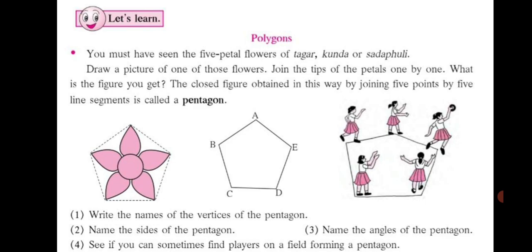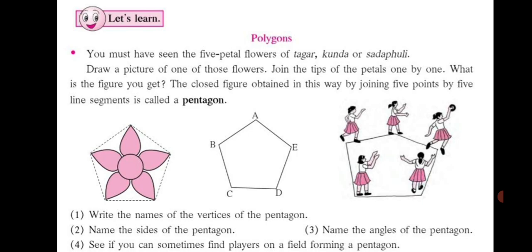Name the sides of the pentagon. Sides will be side AB, side BC, side CD, side DE, and side EA. Name the angles of the pentagon. Angle ABC, angle BCD, angle CDE, angle DEA, and angle EAB. See if you can sometimes find players on a field forming a pentagon. Yes, the girls who are standing on the field here have formed a pentagon by their positions.